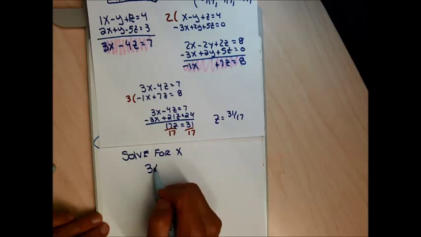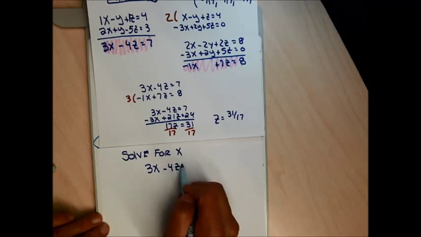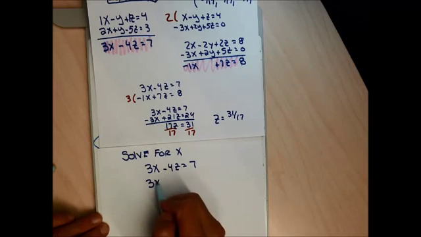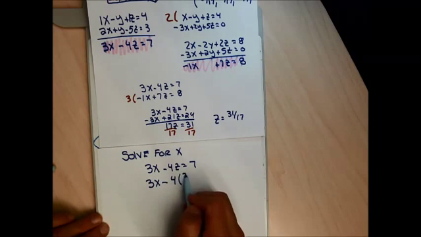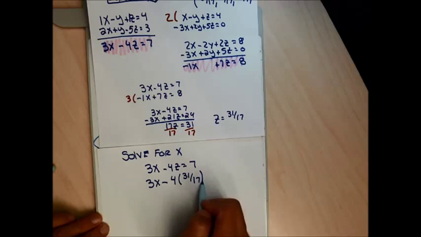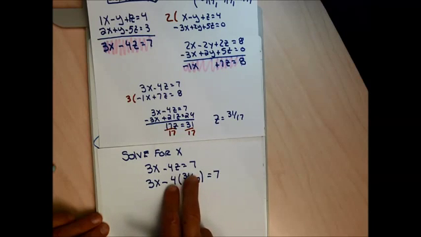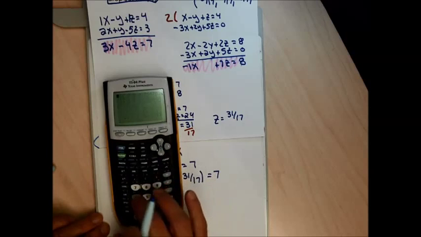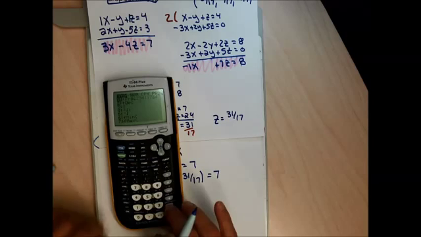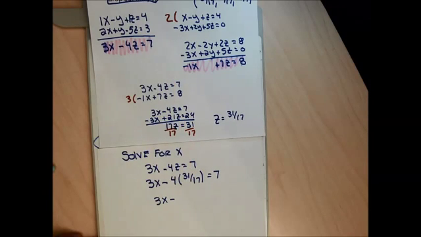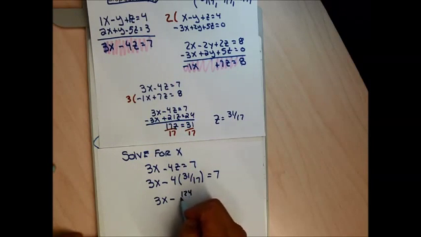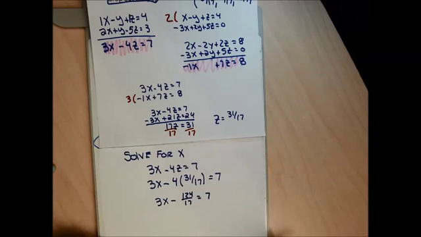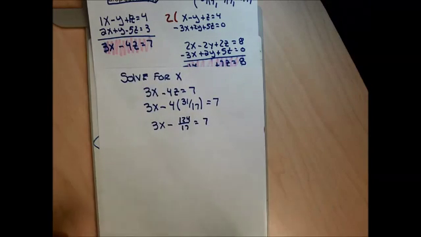So I'm going to use the equation 3x minus 4z equal to 7, and I'm going to plug in 31 over 17 for z. When you multiply this, you just multiply the 4 and the 31. This is going to give me 3x minus, let me just do this, 4 times 31 divided by 17. It's going to be minus 124 over 17 equal to 7. And now I'm going to add 124 over 17 to both sides.